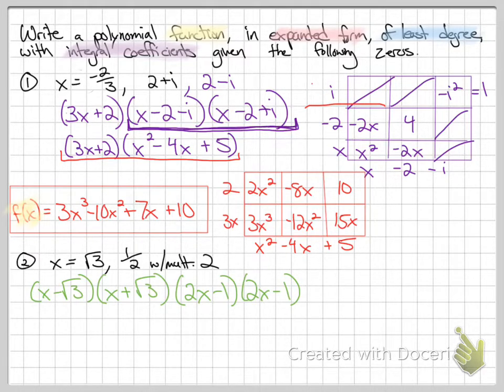Okay, so a couple things. Root 3, x minus root 3, those also come in conjugates. X equals negative root 3 is one that you have to remember also. So that means x plus root 3 is a root. Then 1/2, hopefully you made that integral coefficients, 2x minus 1. Multiplicity of 2 means there's 2 of them.